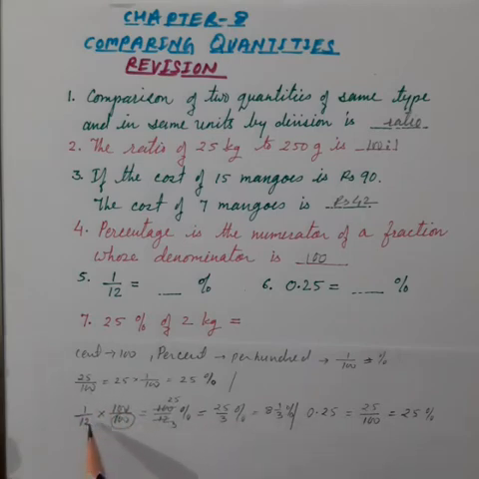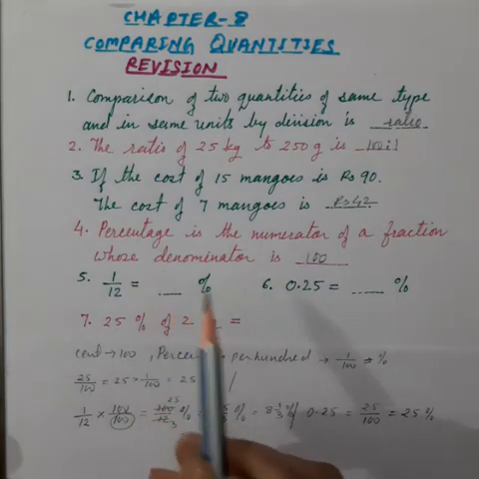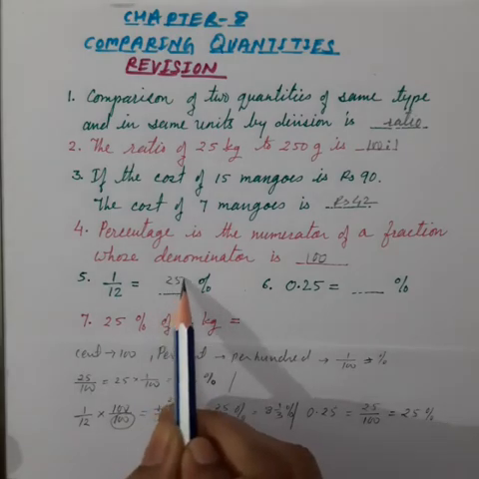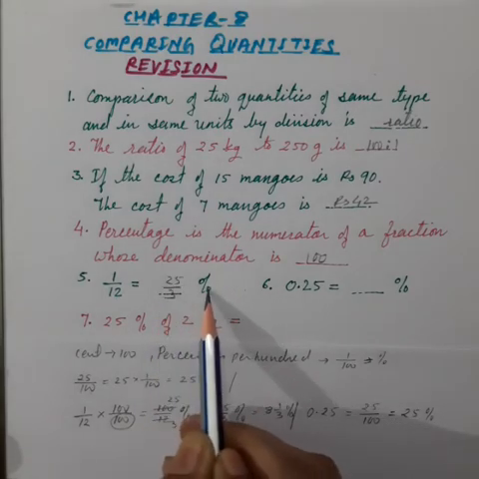Here 100 by 12. The HCF of 100 and 12 is 4. So divide both numerator and denominator by 4. 4 3s are 12 and 4 25s are 100. This part we get 25 by 3%. So 1 by 12 means 25 by 3%.